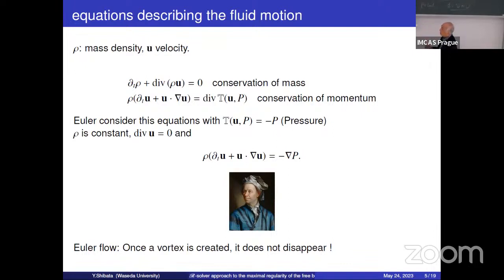After Euler, over 200 years, a lot of theory was derived from these equations. But a typical point is that if you have a vortex, then the vortex never disappears. Once a vortex ring exists in a flow, it never disappears. This is the characterization of Euler flow. If you look at the flow and find a vortex that continues forever, then you can say this is Euler flow, right?